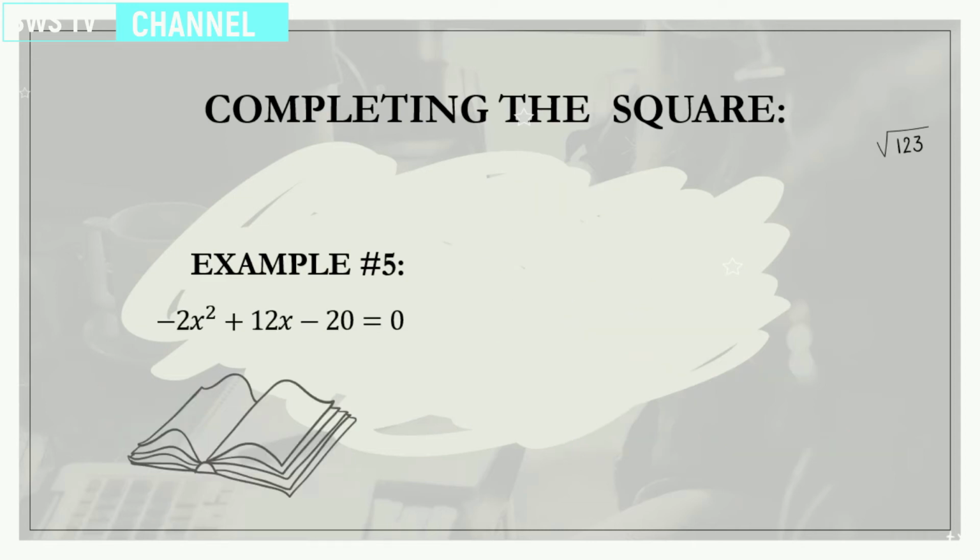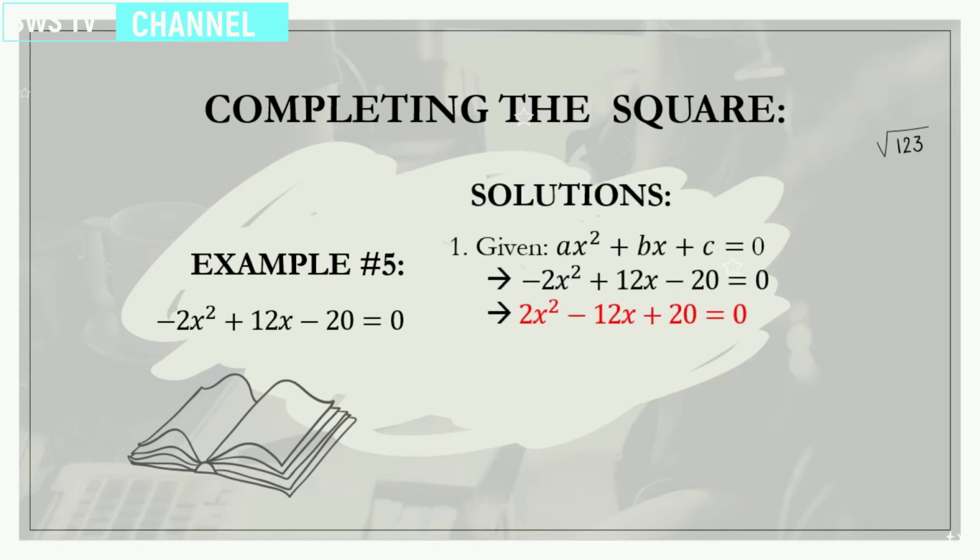Let us proceed to example number 5. As you can see, we have negative 2x squared plus 12x minus 20 is equal to 0. So what we will do is, we have step number 1, the given, and the given will be changed into positive. We need to make our a positive. So instead of negative 2, multiply all the terms by negative. So negative times negative, that will become positive. So we have positive 2x squared. Now positive times negative for the middle term, that will be negative 12x, and then the minus 20 will become plus.